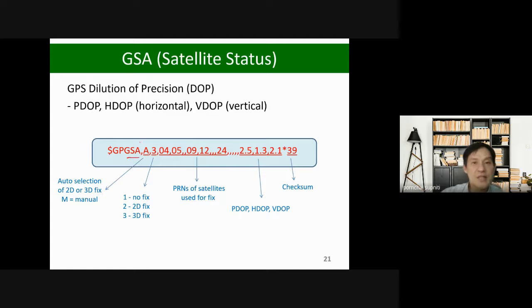And the next one is GSA, which is the satellite status, and this is the dilution of precision, or DOP. Okay. So DOP is like the quality of the positioning that you get. Larger DOP, I think, generally means better quality. If you get lower DOP, then you have lower quality. Because it's about positioning, we have horizontal DOP or HDOP. Then we have vertical DOP, the quality of vertical error. And all together we call PDOP. It's the total 3D positioning quality. Okay.